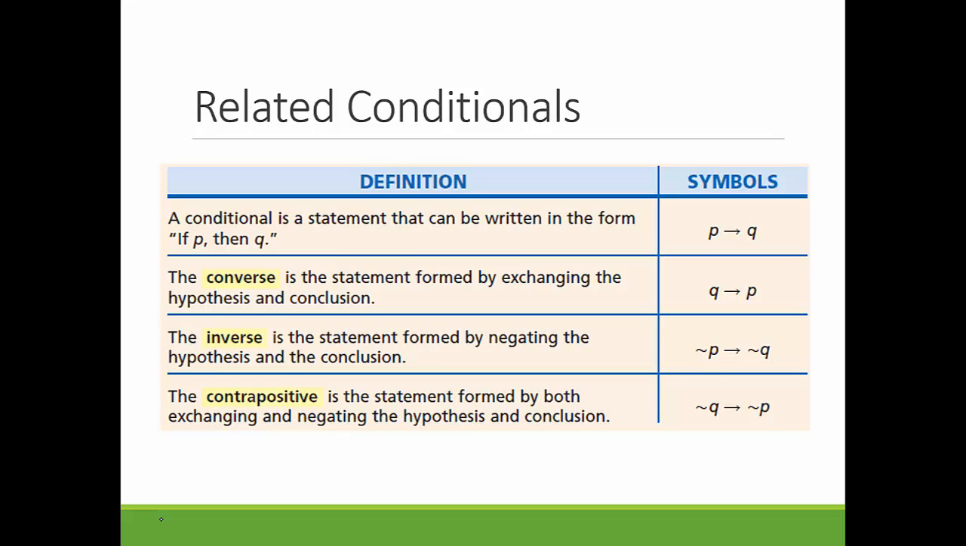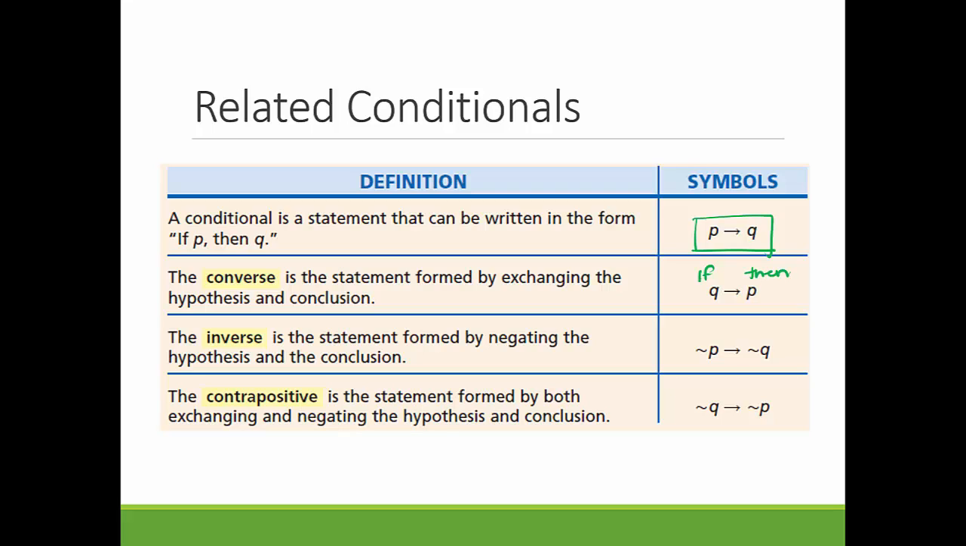In addition to having a conditional statement, you have something called related conditional statements, and we're going to use these throughout our proving. You need to know the definition of converse, inverse, and contrapositive. Remember, our conditional statement is always if P happens, then Q happens. The converse switches the hypothesis and conclusion around and says if Q, then P.